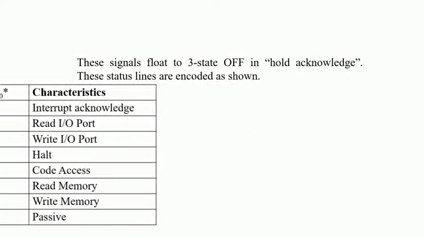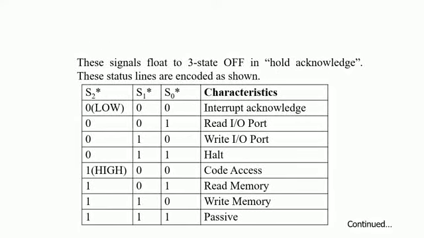Here we have the signals. Wherever you see the star symbol from here onwards, just remember that it is a bar: S2 bar, S1 bar, and S0 bar. You can avoid the star now. The star is used for indicating the active low signal format.